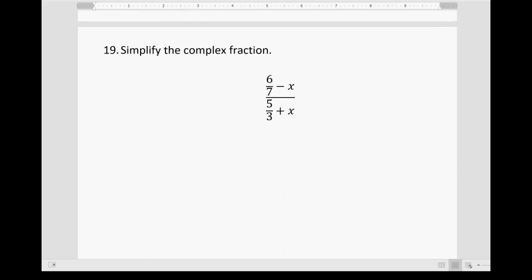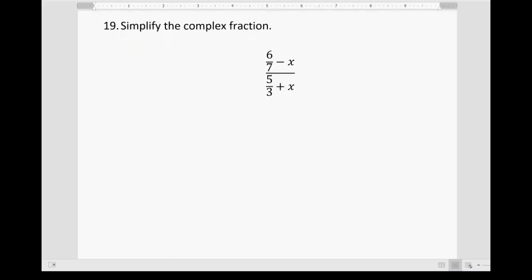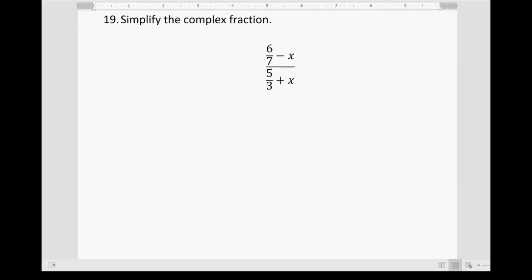Okay, simplify the complex fraction. Okay, so there's a couple of ways you can do this, but I think the quickest way to do it is to what they do call clearing out the fractions. So you look at all of the denominators that you have here. So we have a 7 and we have a 3. If we find the least common multiple between 7 and 3 and multiply the top and bottom by that, then we can end up getting a simpler fraction to simplify.